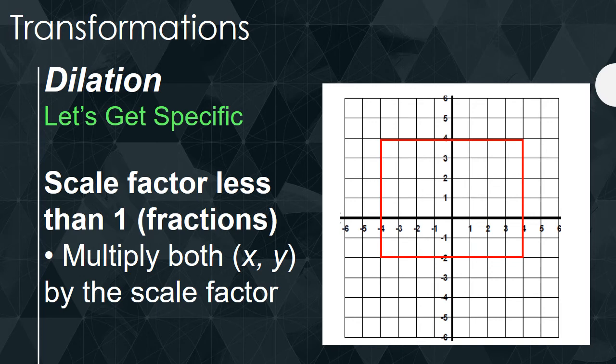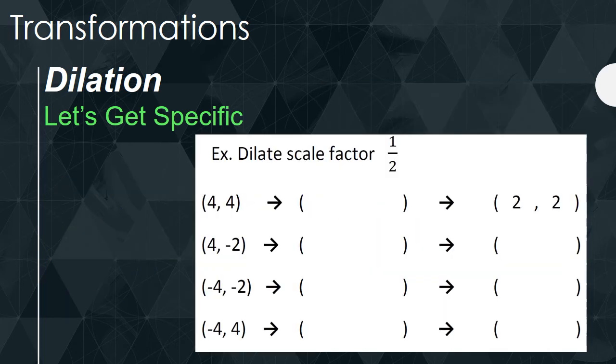But if we multiply by fractions, so if we're multiplying by anything less than 1, we're going to notice that our object is going to shrink. In order to do this, we're going to multiply our x and our y by the scale factor. And we're going to notice here that our dilation is going to shrink. So let's label our points A, B, C, and D. And let's do a scale factor this time of just 1/2. So we're going to cut everything in half.